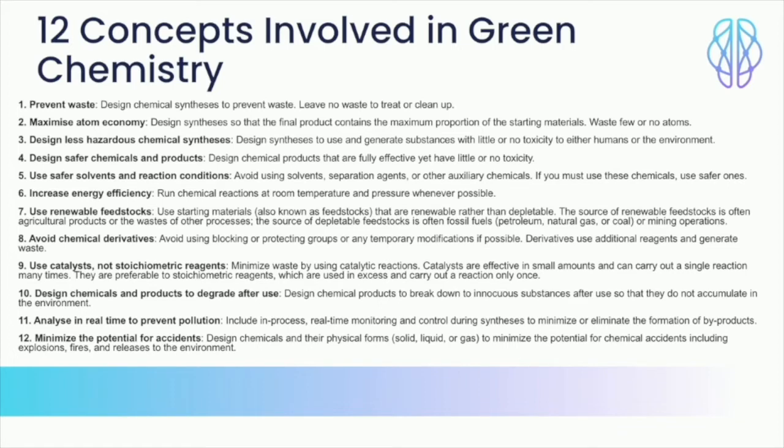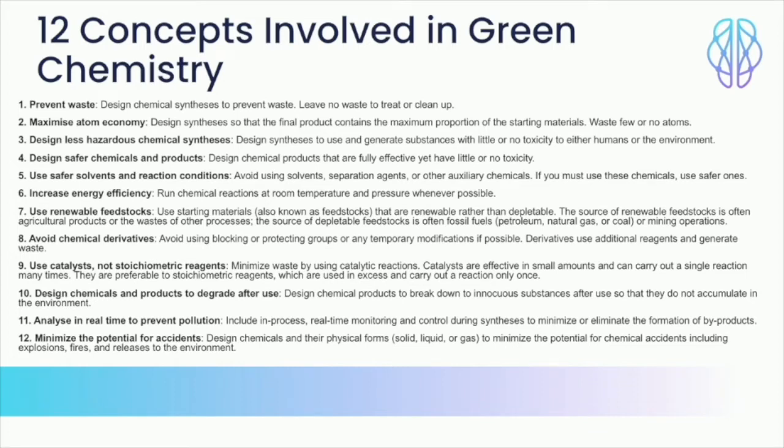Point number 7, we did touch on in the previous slide. So we're trying to move away from non-renewable resources such as fossil fuels, for example, to produce a chemical product such as natural gas. We're trying to use more renewable feedstock or reactants such as sugarcane to produce a more renewable substance such as ethanol, for example.